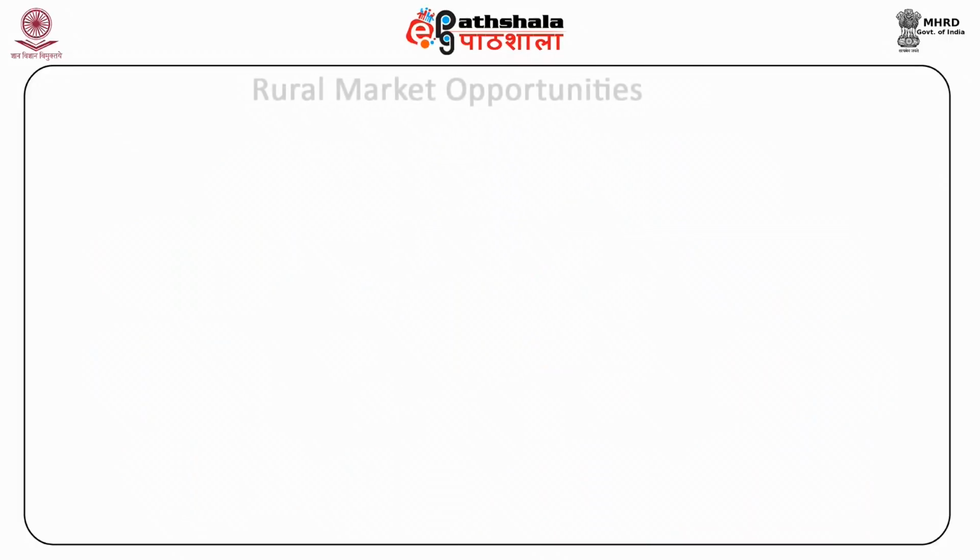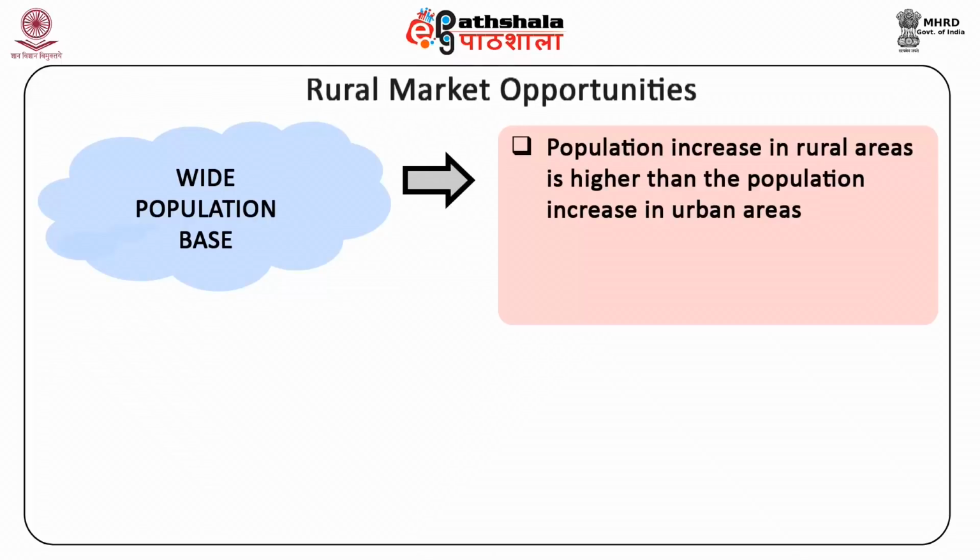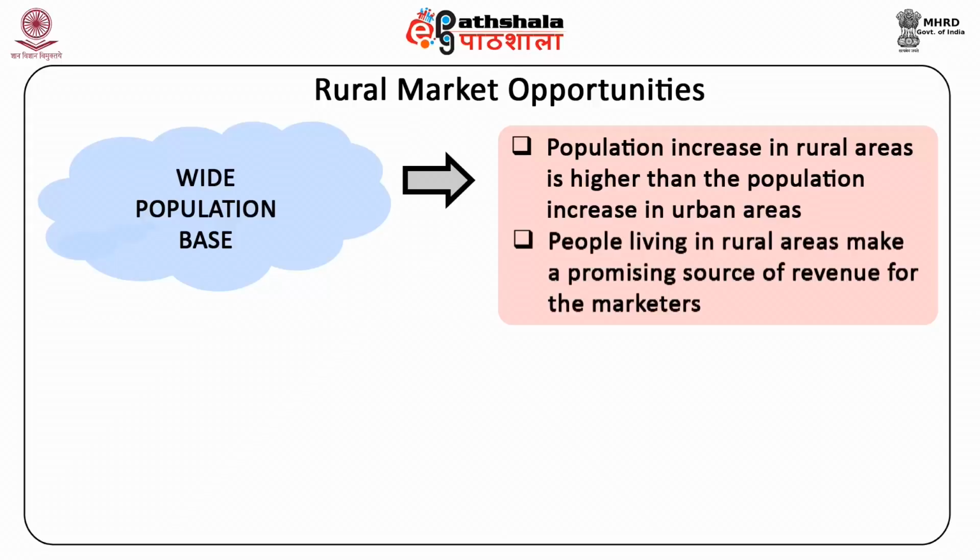First reason for the growth of rural market is the wide population base. Population increase in rural areas is higher than the population increase in urban areas. More than 70% of the population in India resides in the rural areas. The 800 million people living in the rural areas make a promising source of revenue for the marketers.